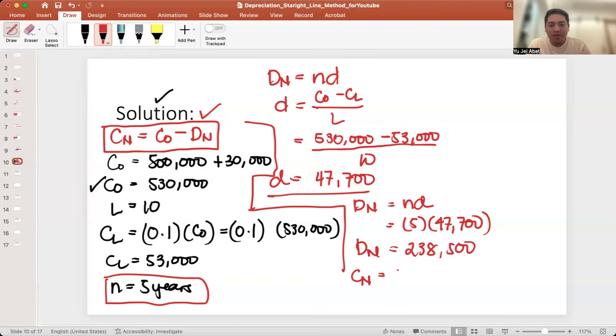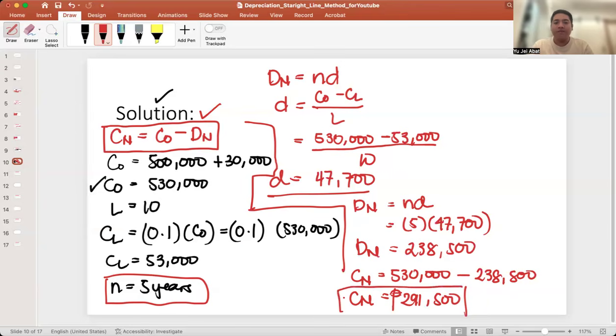So our C sub O is 530,000 minus the total depreciation after 5 years. Okay, and that is 238,500. So we now have C sub N. So 530,000 minus 238,500. Okay. So that would be 291,500 pesos. That's the book value after 5 years.